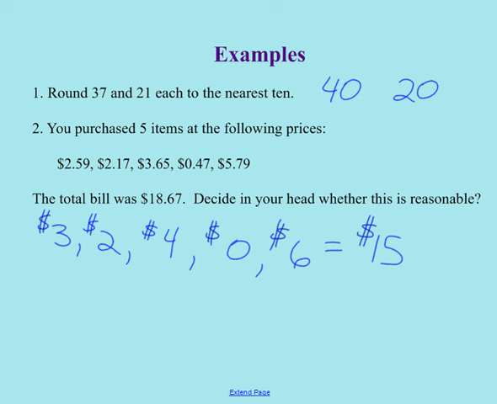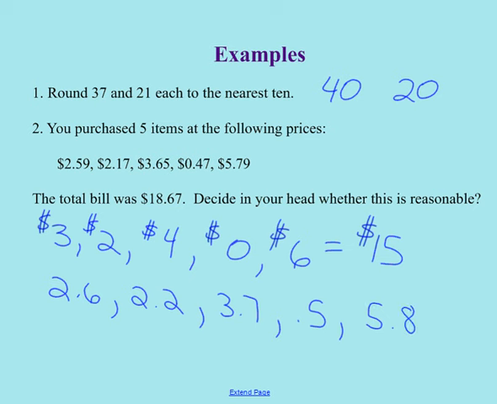Just to double check, let's round each of our items to the nearest tenth. In this case, $2.59 would round to $2.60. $2.17 would round to $2.20. $3.65 would round to $3.70. 47 cents would round to 50 cents. And $5.79 would round to $5.80.